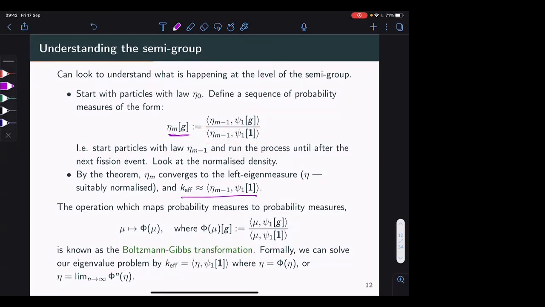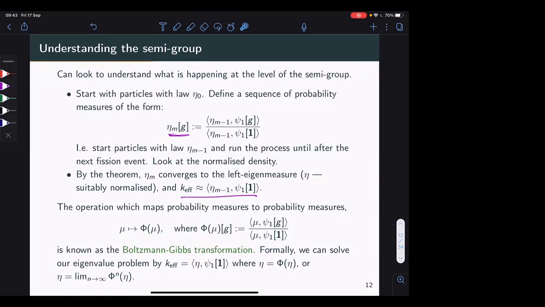Pierre hinted at this or talked about this in his talk yesterday. We get this theory, which you can call a Boltzmann-Gibbs transformation, given now by the semigroup. Effectively, k effective is the integral of eta against one generation, where eta is the fixed point of this particular Boltzmann-Gibbs transformation. There's another analytic way of expressing it, with nice properties. We have convergence, so eta is just the limiting application of this Boltzmann-Gibbs distribution.